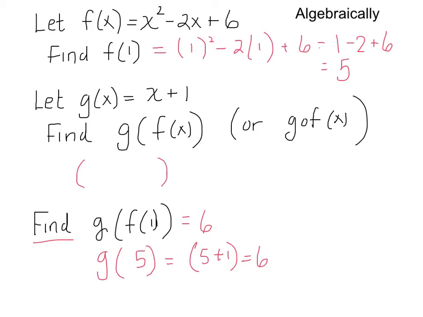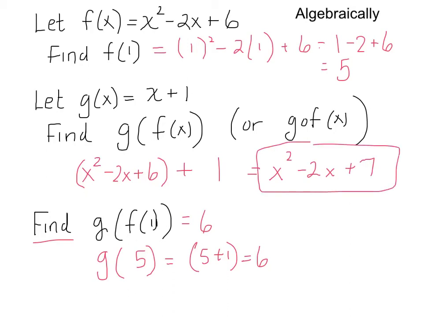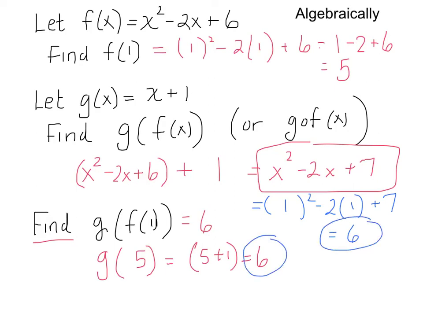If I'm doing it algebraically, g of f of x means you start with g. So I'm leaving parentheses where the x is in g, and everywhere there's an x, I'm going to put f of x. So I have x squared minus 2x plus 6. If I combine like terms, then this would be x squared minus 2x plus 7. If I return to this find g of f of 1, then what I could do is put 1 in this problem and get 1 minus 2 plus 7, which is 6. Same thing.